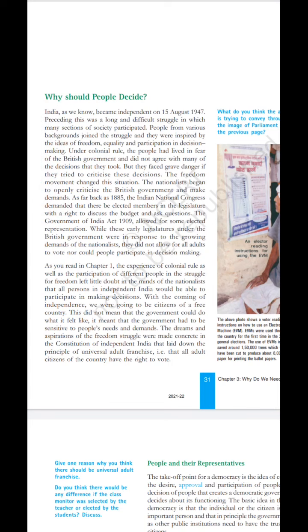This did not mean that the government could do what it felt like. It meant that the government had to be sensitive to people's needs and demands. The dreams and aspirations of the freedom struggle were made concrete in the Constitution of Independent India that laid down the principle of universal adult franchise. That is, that all adult citizens of the country have the right to vote.